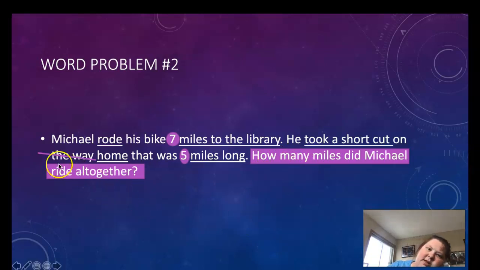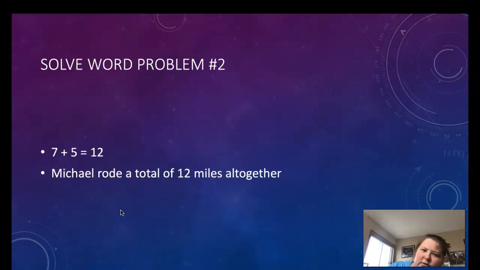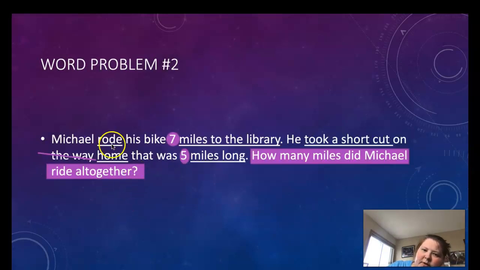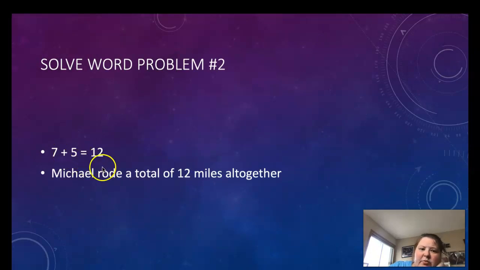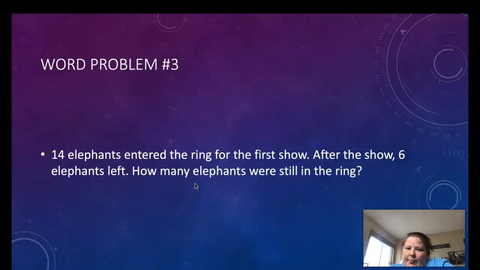We're going to eliminate. We don't really have to have all the way on the way. And then lastly, we're going to solve it. So remember, he rode 7 miles to the library, and on the way back he took a shortcut on the way home. And you want to know how many he rode altogether. So it's going to be an addition problem. So 7 plus 5 equals 12. Michael rode a total of 12 miles altogether.